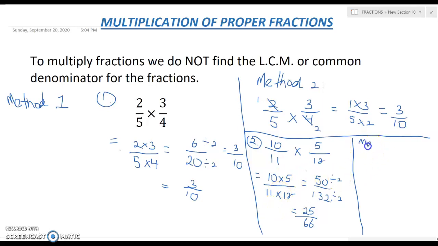Method 2, we have our 10 over 11 times 5 over 12. And again, some of you already recognize, all right, I have 10 here and 11 and 12 here. I could simplify those, right? So one thing I want to mention, when you are simplifying, you can either simplify going across like this, or you can simplify going up or down.